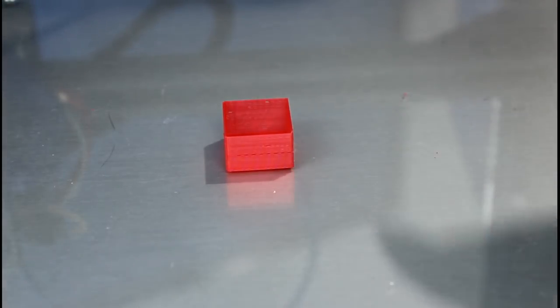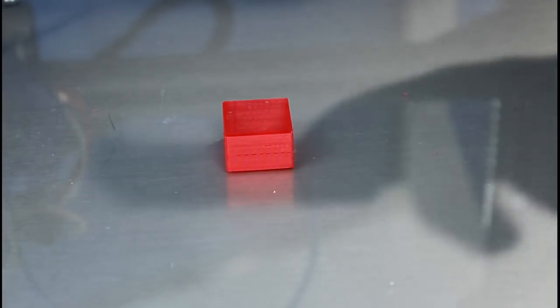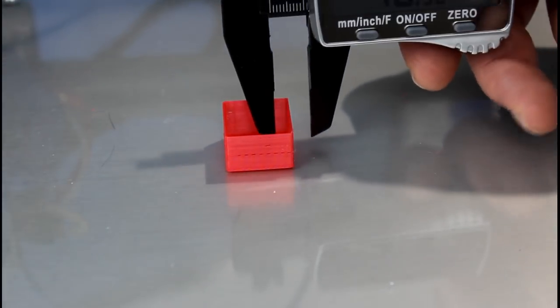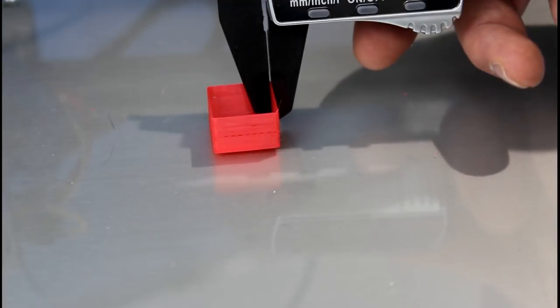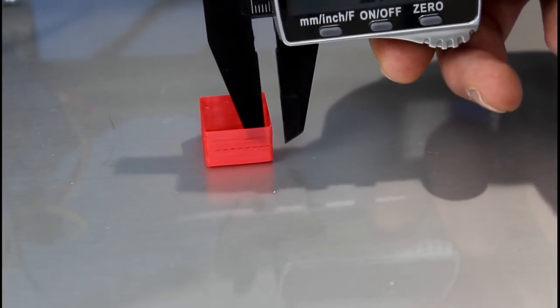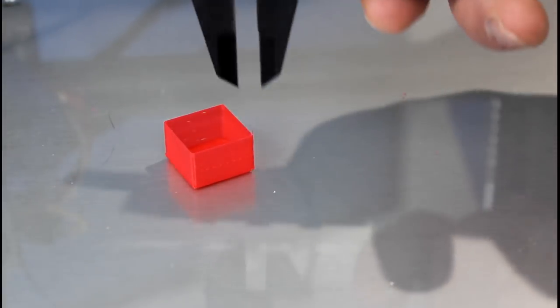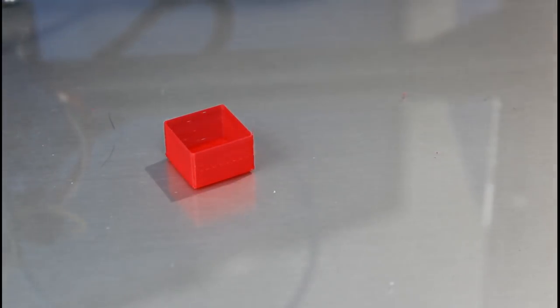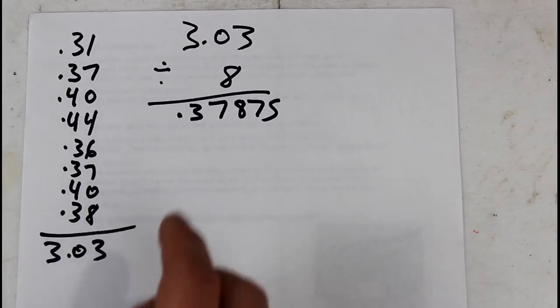So the next thing we're gonna do is go ahead and measure 2 points on each of the four walls. So to do that, we're just gonna take our caliper and we're gonna go right here. That's 0.31. And the next one, I got 0.37. And then we're gonna go to the next three walls and record everything we get, and I'll be right back.